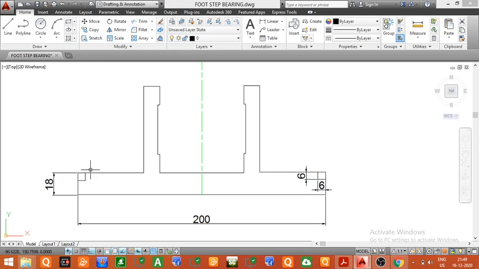So this is a square of side 6 mm. Same square like this one. Again we will draw a square here of side 6 mm. So from this point we will draw a square of side 6 mm. Again here we will draw a square of side 6 mm. So finally we have drawn 4 squares, 1, 2, 3 and 4, of side 6 mm. You can see the dimension of this square also.